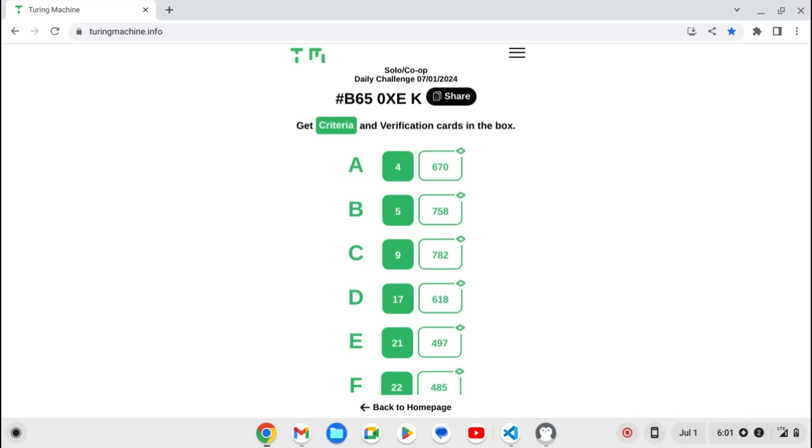Let's begin. Today's July 1st, 2024, and we're doing the Daily Turing Machine Puzzle. Today's puzzle uses the following 6 criteria cards: 4, 5, 9, 17, 21, and 22. The puzzle uses the green verification cards. The code above is your ticket to getting more information on today's puzzle by searching it on turingmachine.info. Let's go solve.